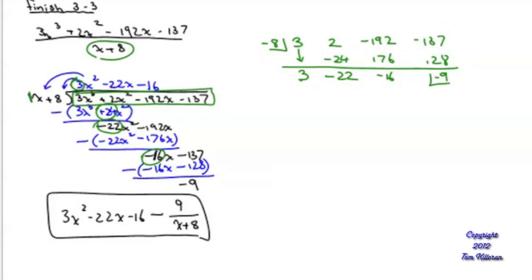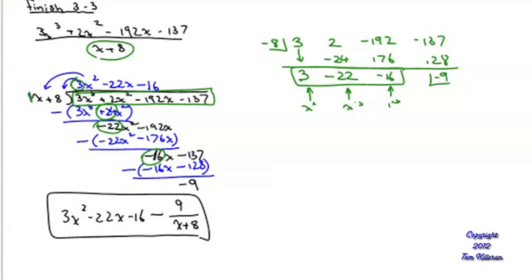And if you look at it, all the numbers that were on the left here are still accounted for, the important ones at least. We have a 3, a negative 22, and negative 16 as our quotient. We have our negative 9 as a remainder. So when you take this number off, this is the quotient, and you take it off in place values. This is the 1's, this is the x's, this is the x squares.